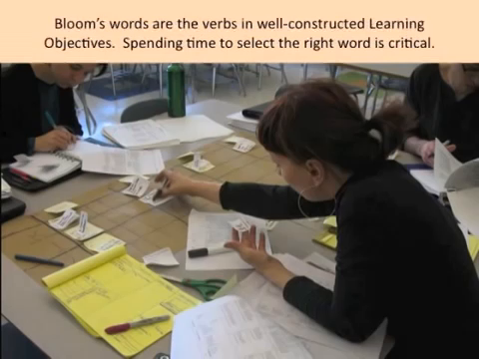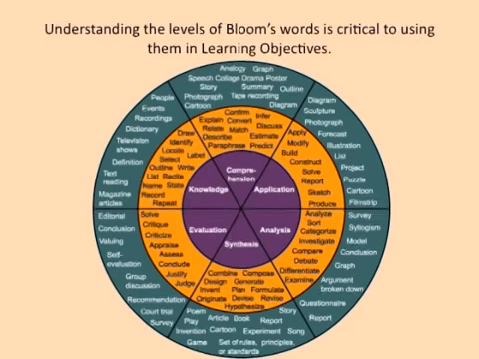There are many lists of Bloom words that can be used to select the exact verb needed for a well-constructed learning objective. These Bloom words are categorized into the levels of Bloom's taxonomy. Spending time to determine the correct verb from the Bloom word list is critical. This chart is a graphic representation of the levels of Bloom words. It uses the original Bloom's taxonomy located at the center, with each Bloom level represented by a piece of the pie. The orange ring lists a few of the words that work at each level of Bloom's taxonomy. In this particular diagram, the green ring even gives the types of activities that will support learning at each level of Bloom.